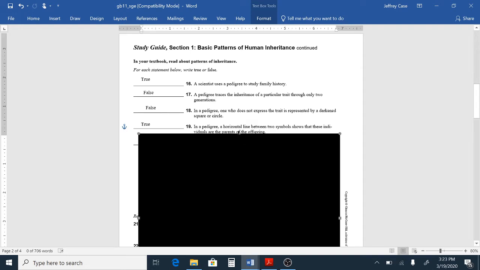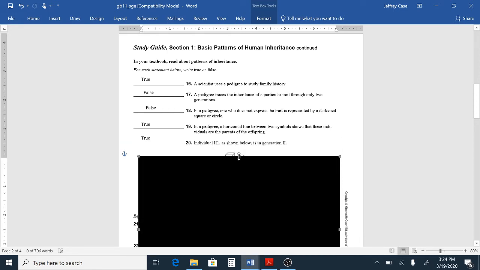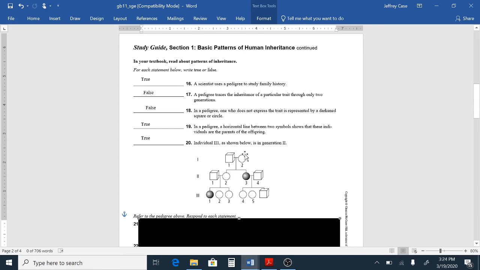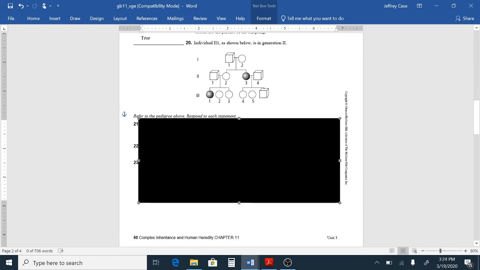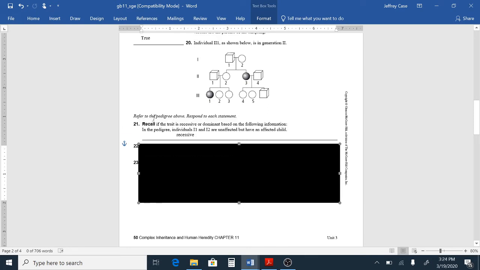In a pedigree, a horizontal line between 2 symbols shows that these individuals are the parents of the offspring. That's true. And then, of course, you see there number 20 regarding the small pedigree example here. Individual 2-1, as shown below, is in generation 2. Well, yeah, that is true. It says it right here. All right. Refer to the pedigree for these questions.